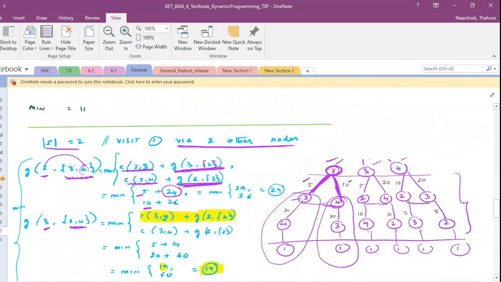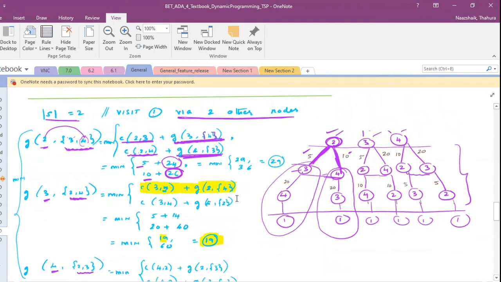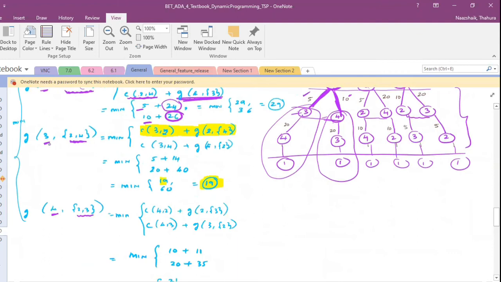Same thing here. G of 4, comma 3, you have already solved, right? Okay, let's solve this one and see. So you have 2 choices: 3 to 2 and a formula, or 3 to 4, a direct edge, and a formula. So the same, these are the direct edges. This one, you have to look up. What is this? 2, comma 4.